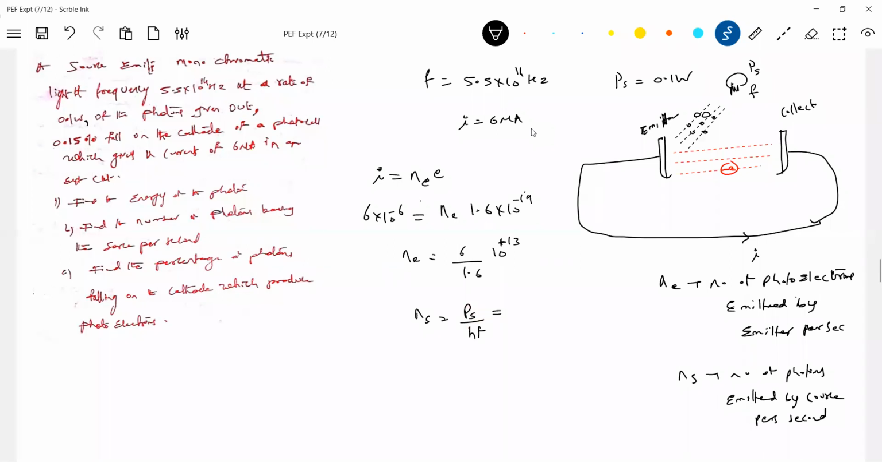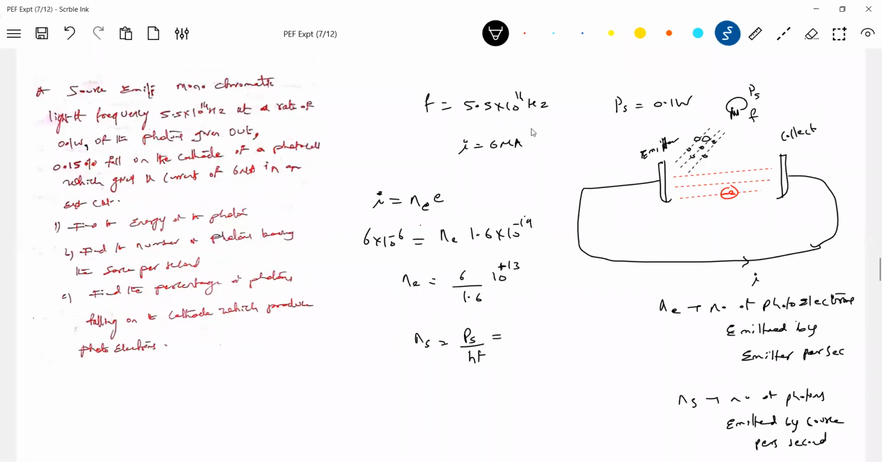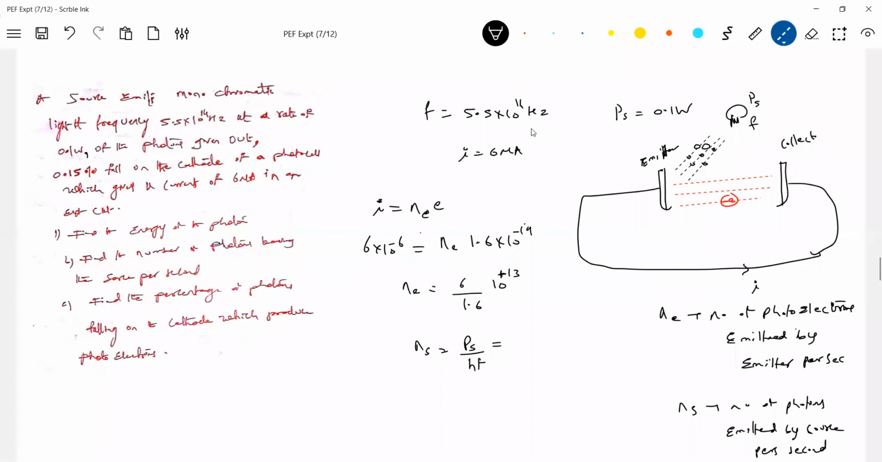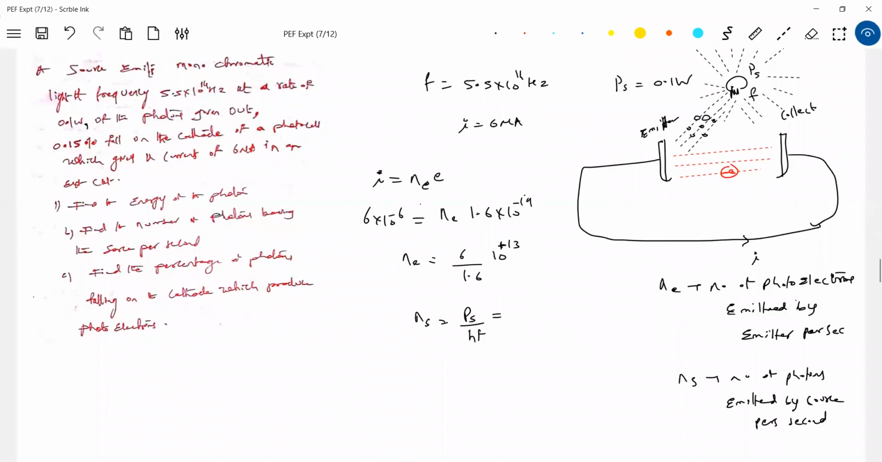Now, do all these emitted photons strike the cathode? I think the diagram will speak a lot. The source will emit light in all directions. Of all the photons emitted, only a few will fall on the emitter. It's very easy for you to understand. What is telling? Of the photons given out, 0.15% fall on the cathode. So shall we calculate now?